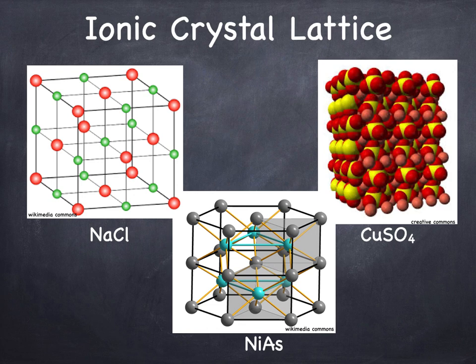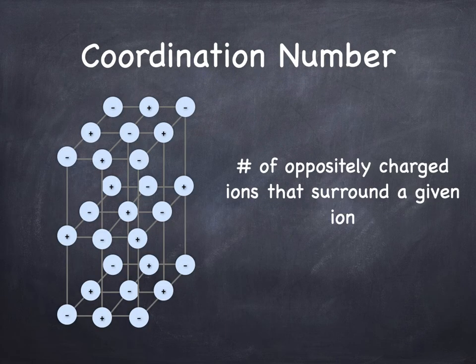So these are different crystal lattices that are going to have a different set of properties. One of the things we measure with a crystal lattice is what's called a coordination number. The coordination number is just the number of oppositely charged ions that surround any given ion. So we have this cubic structure here, represented by the sodium chloride crystalline structure. And the coordination number is just going to be counting how many negative ions surround each positive ion in this structure. And in this case, you're going to get 6 of those negative ions around every positive ion. So that would be the coordination number here.